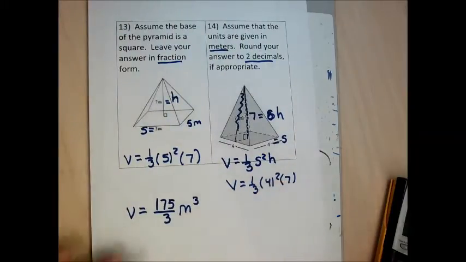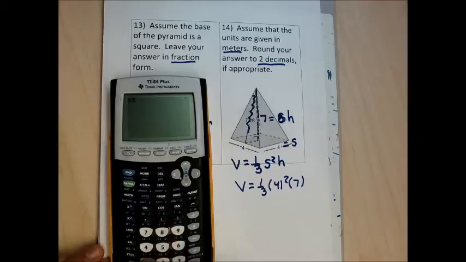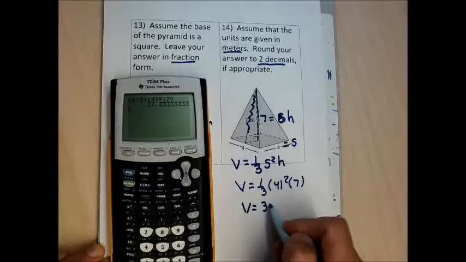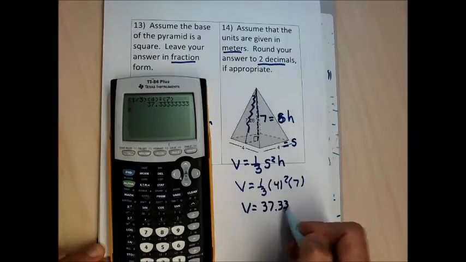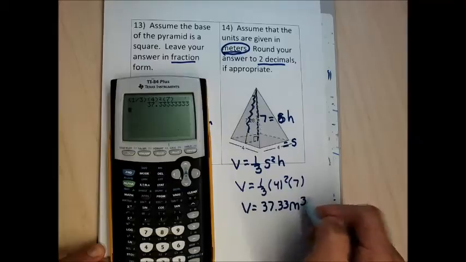Let me do mine real quickly. On mine, I'm allowed to round to 2 decimals. On mine, I'm going to go 1 divided by 3 times 4 squared times 7. And that rounded to 2 decimals is just going to be 37.33. Assume my units are in meters, so cubic meters.